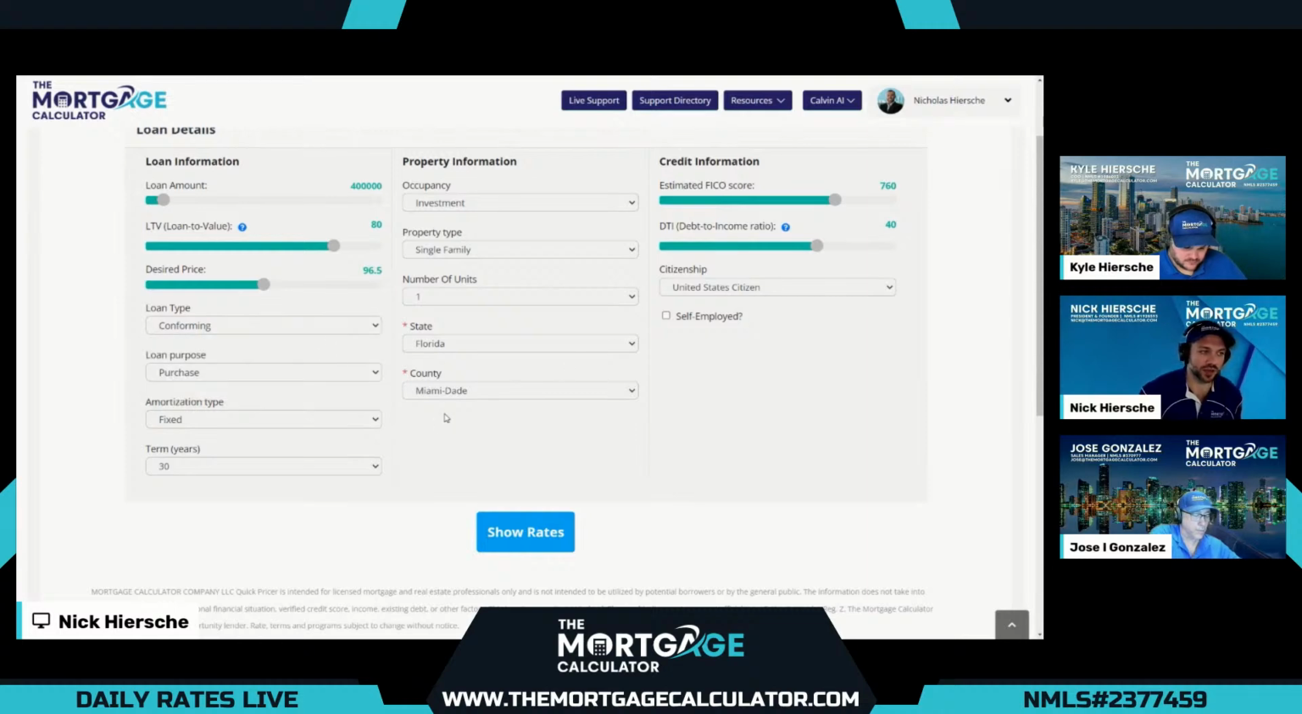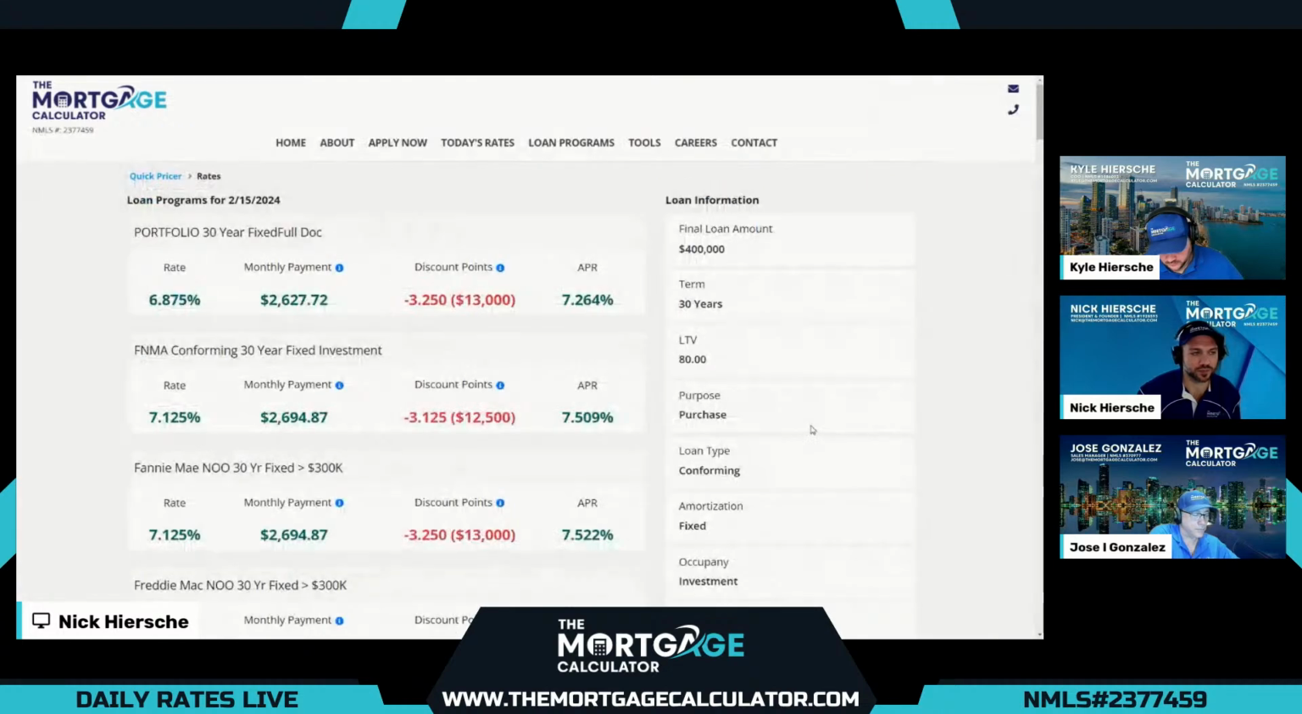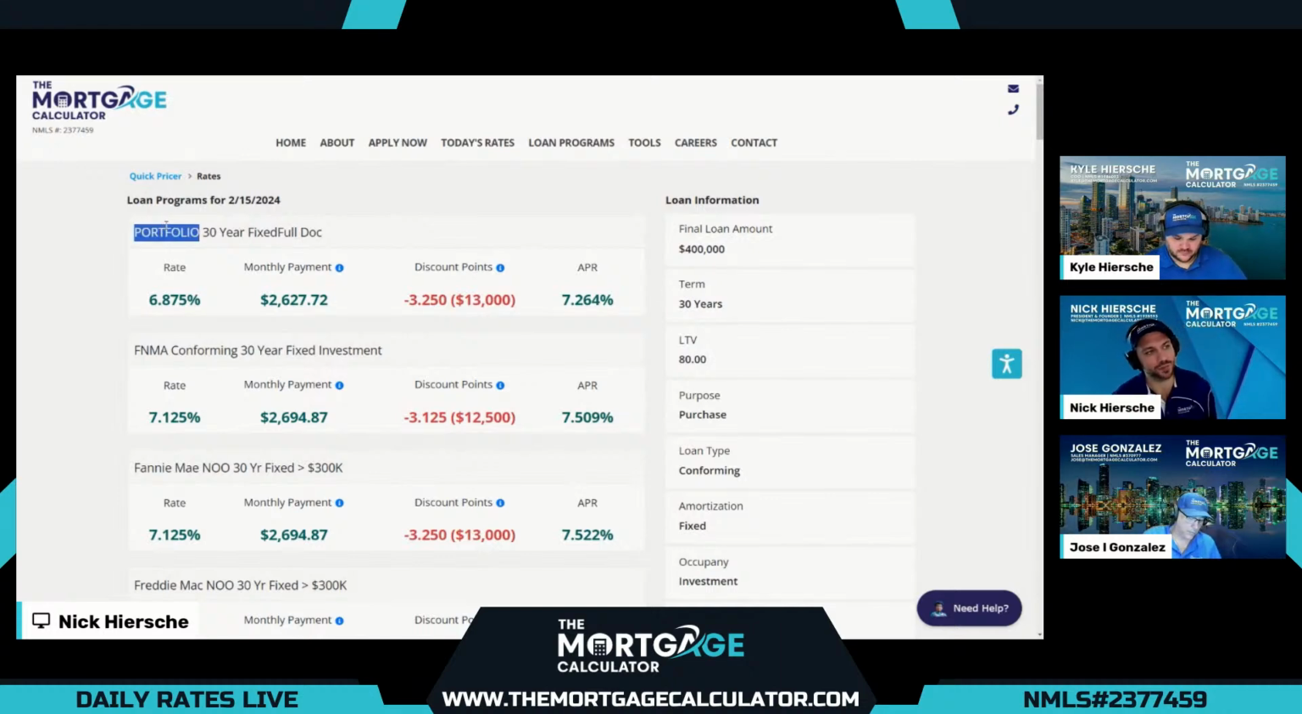We'll start with conforming conventional. We'll keep everything identical. All we've changed here is the occupancy to investment. So let's check out the conventional rates this morning. And as has been the case the last few days, we have our portfolio option pop up because it does not have the loan level price adjustments that the true Fannie Mae and Freddie Mac conventional programs do. Same guidelines, however, it is not sold to Fannie Mae or Freddie Mac, so it does not require those adjustments. So this one's a little bit better here, 6.875 rate for 3.25 discount points in cost, puts the final APR at 7.264 on that one.